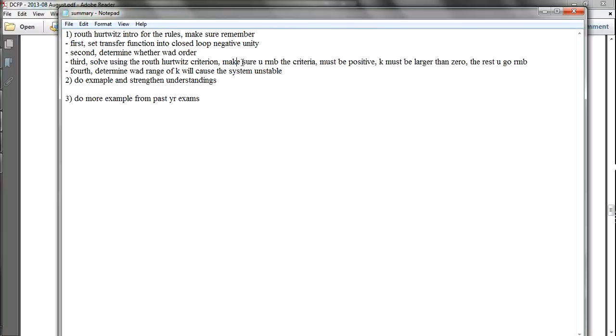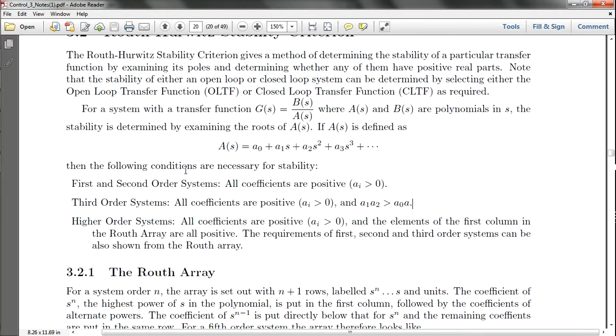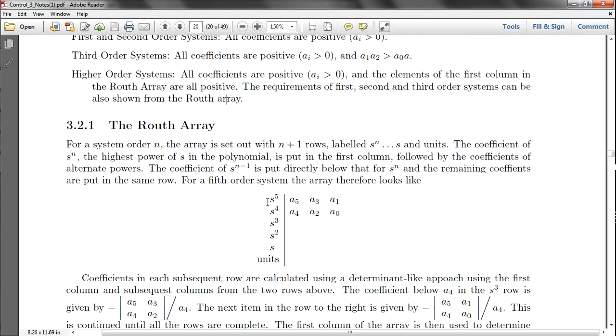We talked about the Routh-Hurwitz intro, and then we talked about the rules. If you remember my rules, for the simple first order and second order, all coefficients are positive. If it's third order, you have one more rule, which is A1 times A2 should be larger than A0 times A3. And if it's a higher order system, all coefficients are positive, the same. So all coefficients are positive must be applied to all systems. And then the elements of the first column in the Routh array are all positive. When you plot your arrays, make sure it's positive.